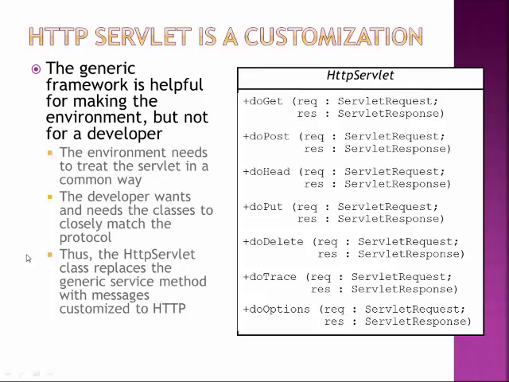So the HttpServlet is actually a customization of that main servlet. When I want to deal with information from a servlet, I have to deal with one of these methods: get, post, head, put, delete, trace, or options. These 7 methods form the foundation of the hypertext transfer protocol. The protocol itself has these 7 things.